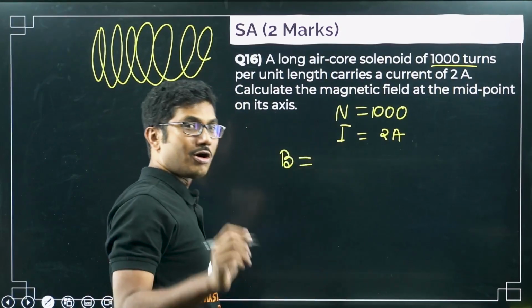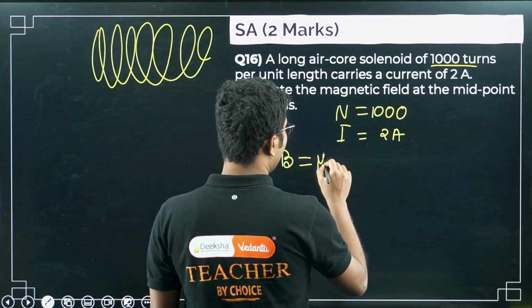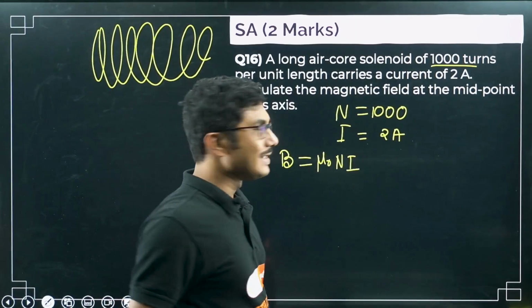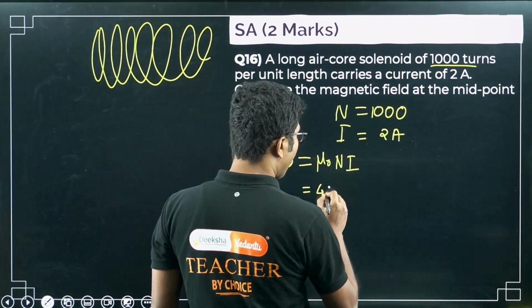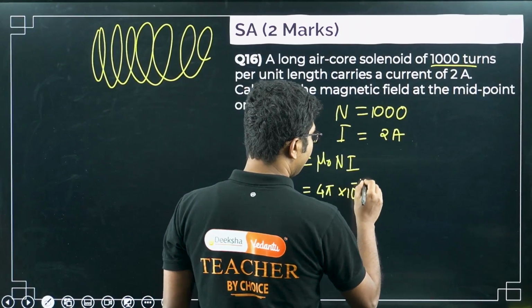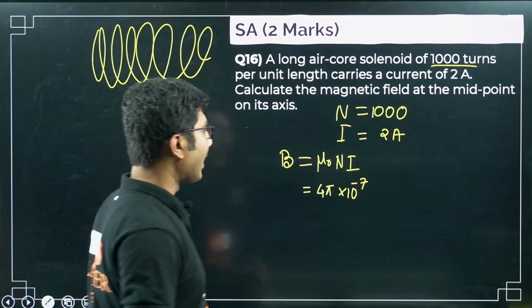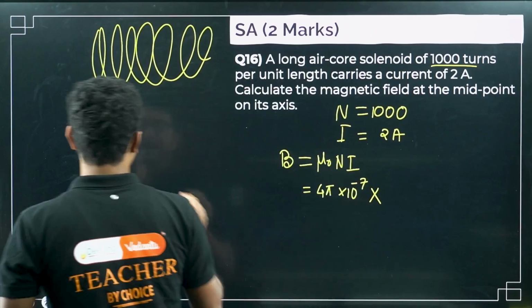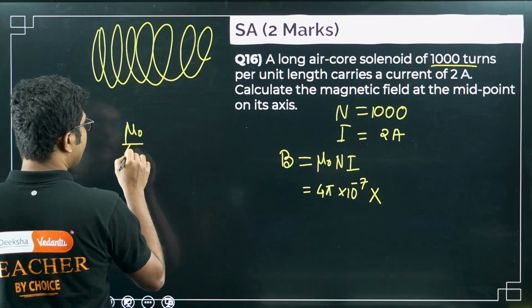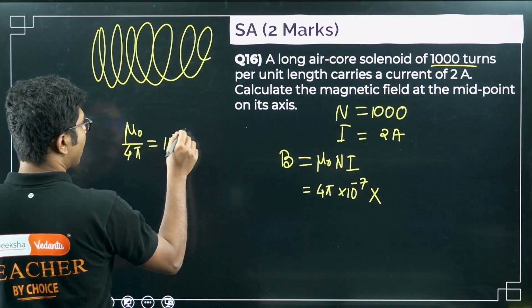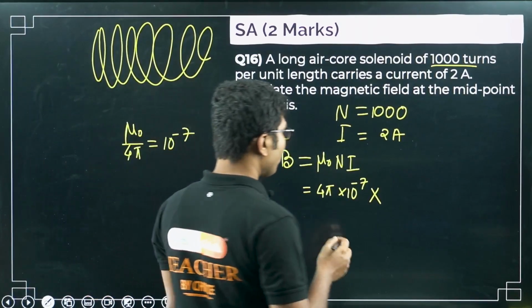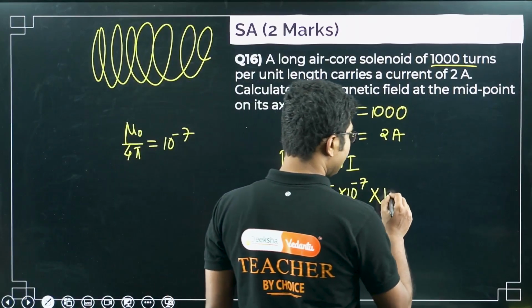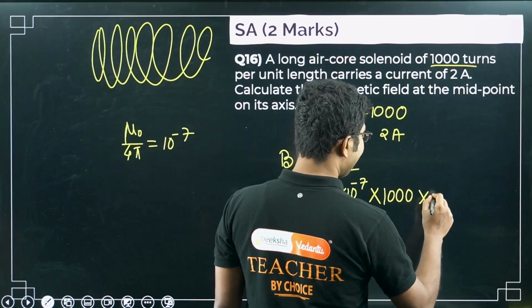B for a long solenoid is given by mu naught N I. So what is the value of this mu naught? Mu naught is 4 pi times 10 to the power of minus 7. We already know that. In case you forget, you can remember it this way also: mu naught by 4 pi, that is the constant, is equal to 10 to the power of minus 7 SI units. So 4 pi times 10 to the power minus 7 is the value of mu naught. Now the number of turns is 1000 and current is 2 ampere.